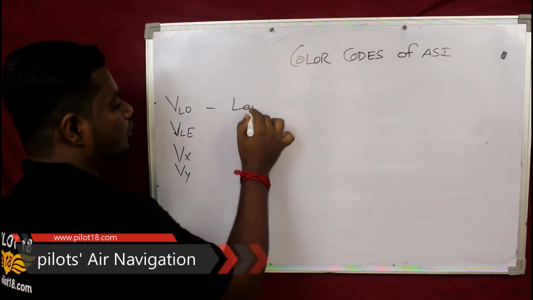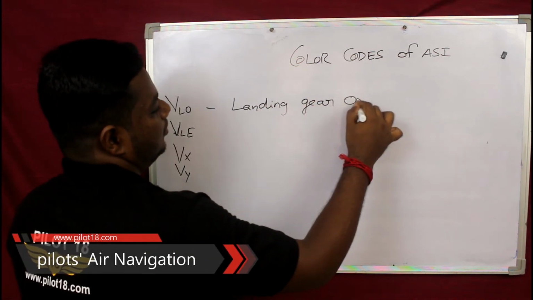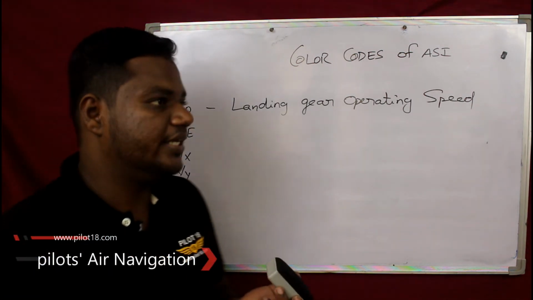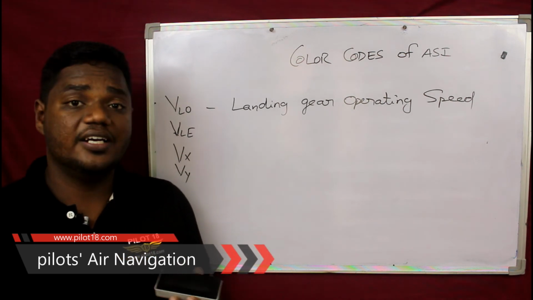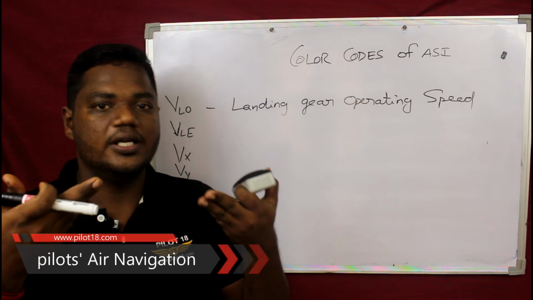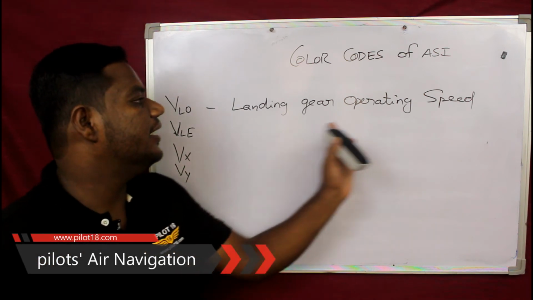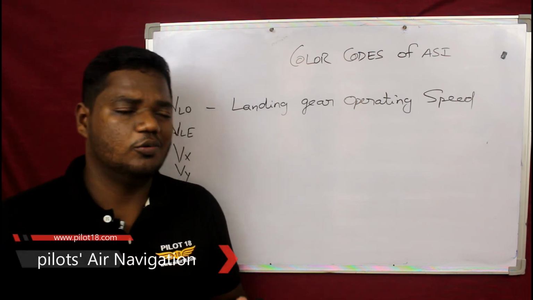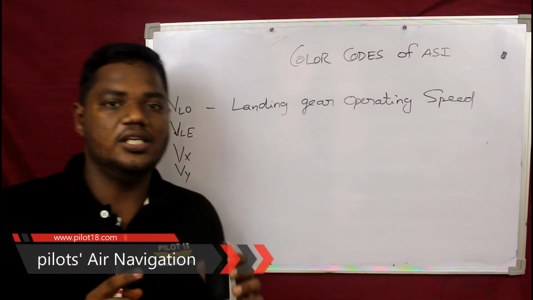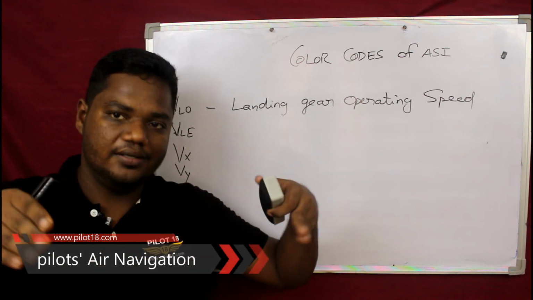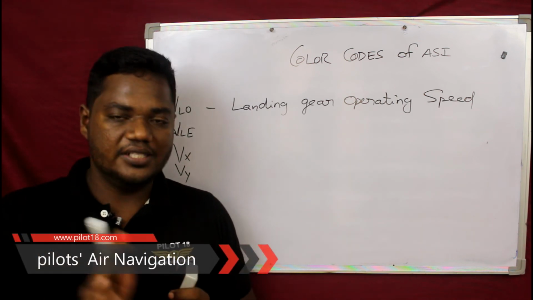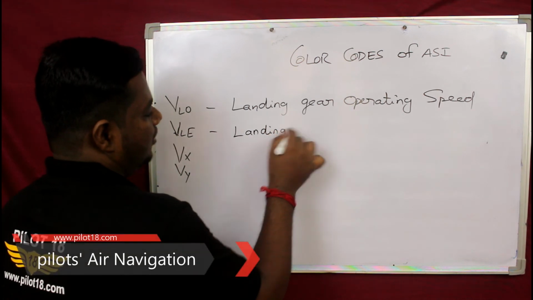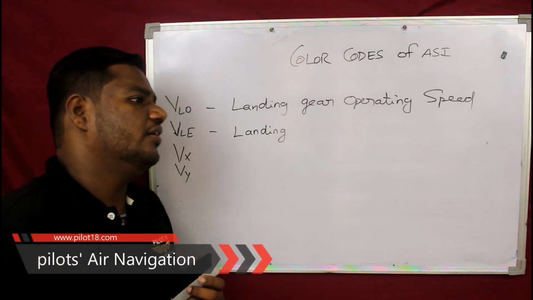So VLO stands for landing gear operating speed, which means in bigger aircraft which have a retractable landing gear, they can retract and they can deploy. So they usually have a landing gear operating speed range. For example, let's say 140 to 170 knots. Within this speed range only you can either put the landing gear down or take it up. Within this speed range only you are authorized to operate. If you exceed the speed, then damage might occur.